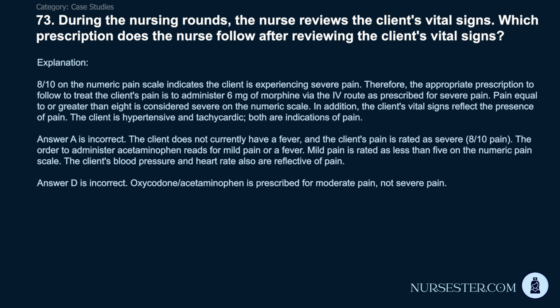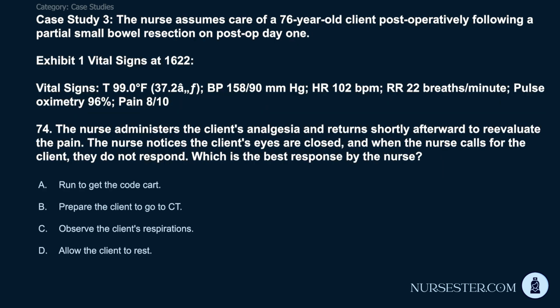Answer A is incorrect. The client does not currently have a fever, and the client's pain is rated as severe, 8/10 pain. The order to administer acetaminophen reads for mild pain or a fever. Mild pain is rated as less than 5 on the numeric pain scale. The client's blood pressure and heart rate also are reflective of pain. Answer D is incorrect. Oxycodone/acetaminophen is prescribed for moderate pain, not severe pain.